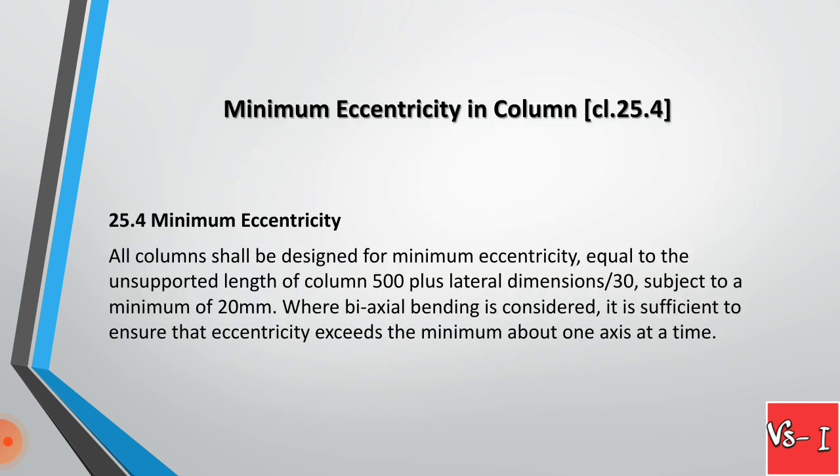Now we are going to see minimum eccentricity in column. Minimum eccentricity is defined as follows: all columns shall be designed for a minimum eccentricity equal to the unsupported length of column divided by 500 plus lateral dimension divided by 30, subject to a minimum of 20 mm. Where biaxial bending is considered, it is sufficient to ensure that the eccentricity exceeds the minimum about one axis at a time.